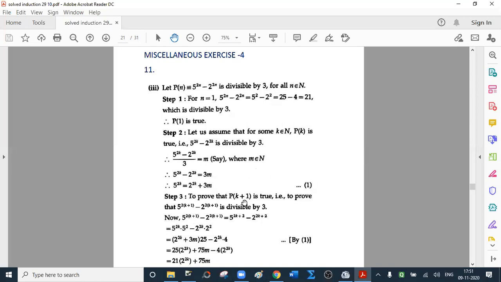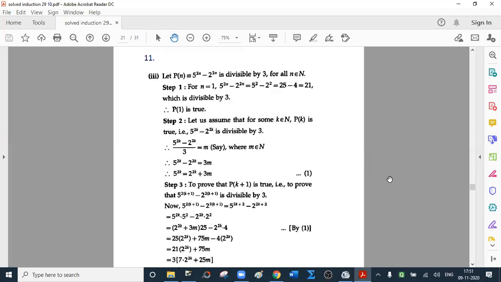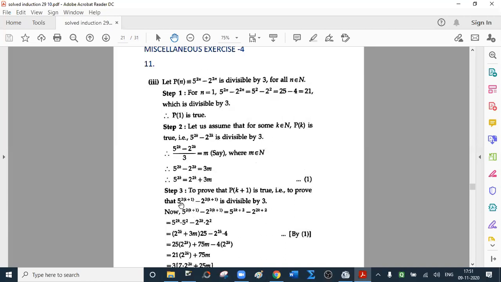Now we have to prove that P of k plus 1 is true. That is to prove 5 raised to 2 into (k plus 1) minus 2 into 2 raised to k plus 1 is divisible by 3. Again, laws of indices. So this is 5 raised to 2k plus 2 minus 2 raised to 2k plus 2. That is 5 raised to 2k into 5 square minus 2 raised to 2k into 2 square.